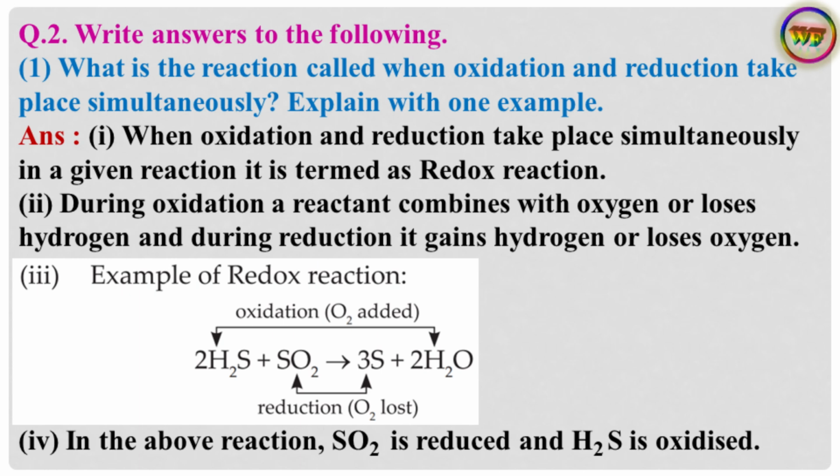Point 2. During oxidation, a reactant combines with oxygen or loses hydrogen, and during reduction it gains hydrogen or loses oxygen. Point 3 is given directly. Point 4. In the above reaction, sulfur dioxide is reduced and hydrogen sulfide is oxidized.